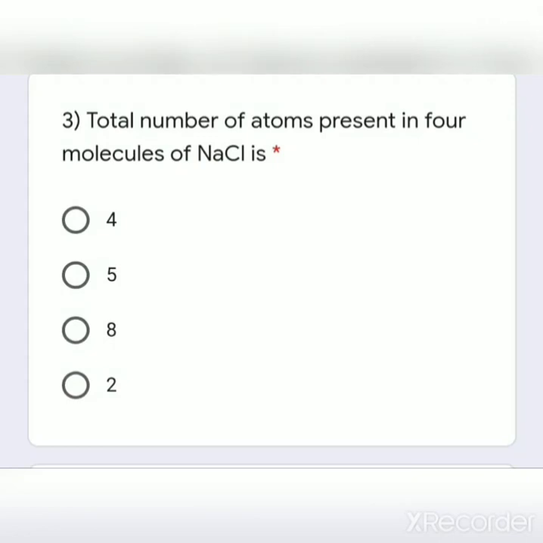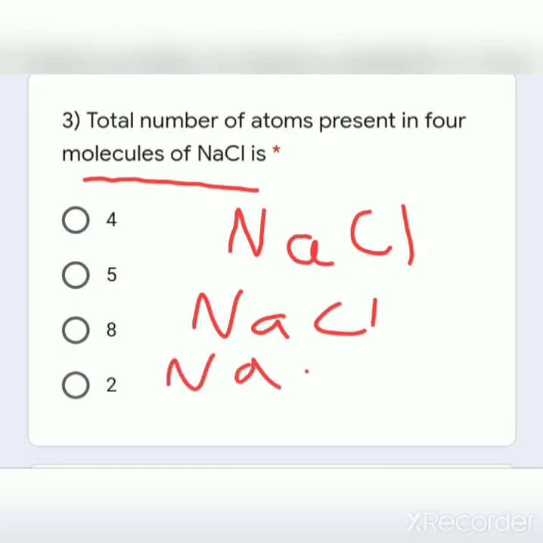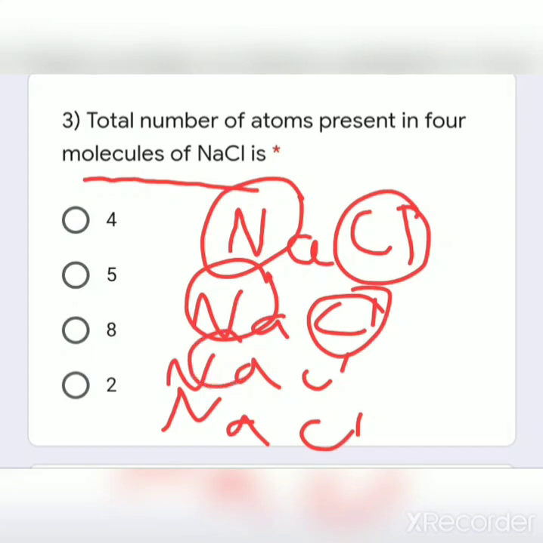Next question. Total number of atoms present in 4 molecules of NaCl. Here, first of all, you need to focus on this point: 4 molecules of NaCl. What does it mean? This is 1 molecule of NaCl. But in the question, 4 molecules are given. So we'll write it 4 times: NaCl, NaCl, NaCl, NaCl. Now count the number of atoms present in this. 1, 2, 3, 4, 5, 6, 7, 8. So there are a total of 8 atoms present in it.